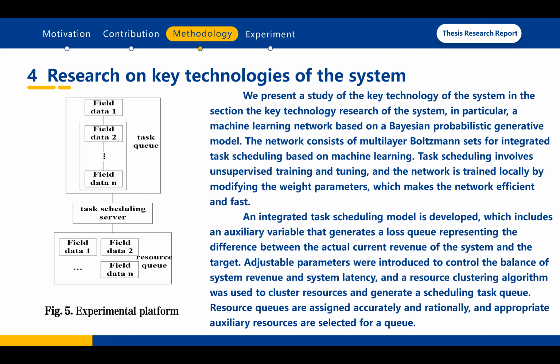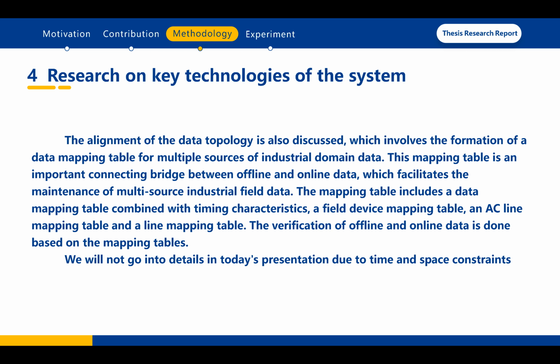The alignment of the data is also discussed, which involves the formation of data mapping tables for multiple sources of industry domain data. This mapping table is an important connecting bridge between offline and online data, which facilitates the maintenance of multi-source industry file data. The mapping data includes a data mapping table combined with timing characters, a file device mapping table, and a line mapping table. The verification of offline and online data is done based on the mapping tables. We will not go into detail in today's presentation due to the time constraint.